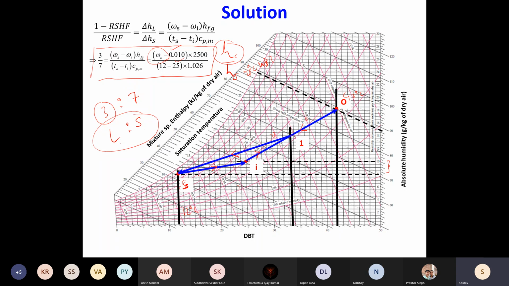Now, once everything is fixed, you can obtain the cooling load on the coil. The cooling load on the coil would be the enthalpy difference over here times the mass flow rate of air. So this is per kg of dry air, so you have to multiply it with the mass flow rate of air.